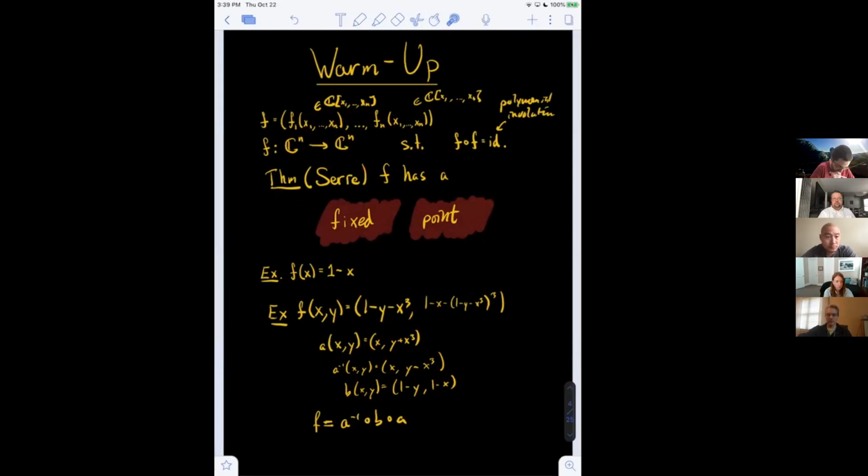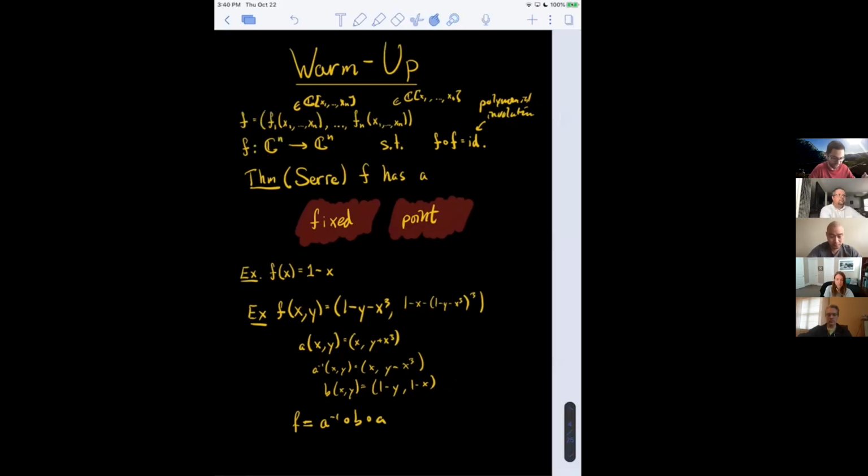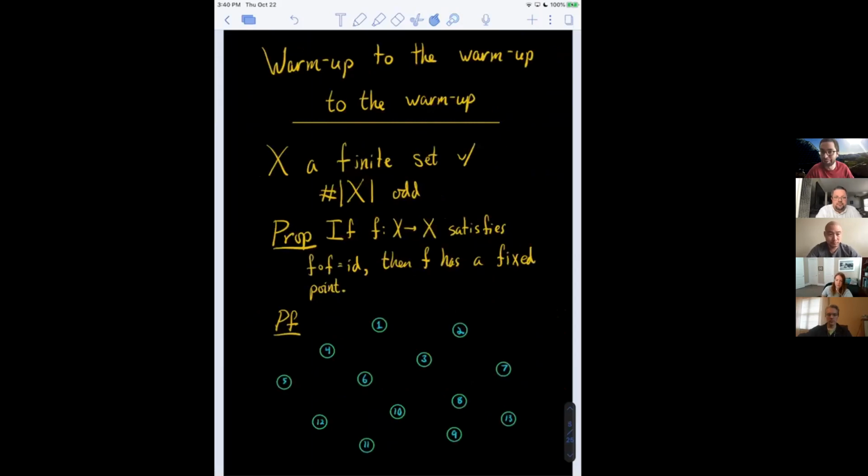All right, so I want to explain the proof of this warm-up result. And maybe unsurprisingly, it's going to have something to do with arithmetic. But before we do the warm-up, or before we do the warm-up to the warm-up, even, we're going to have to do a warm-up to the warm-up to the warm-up.